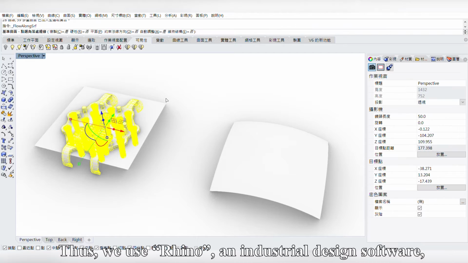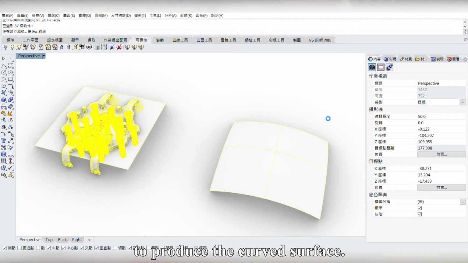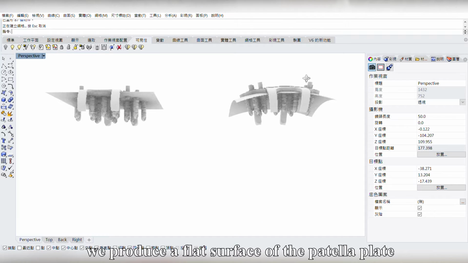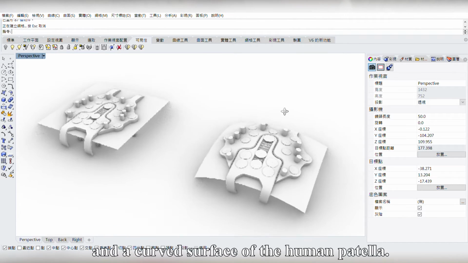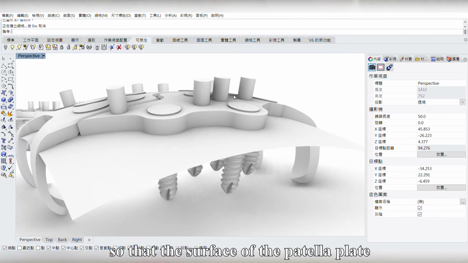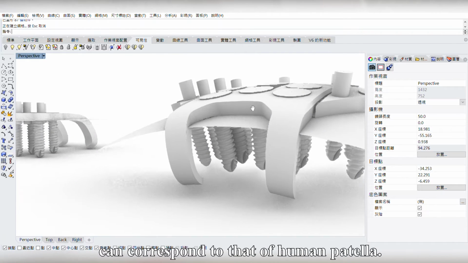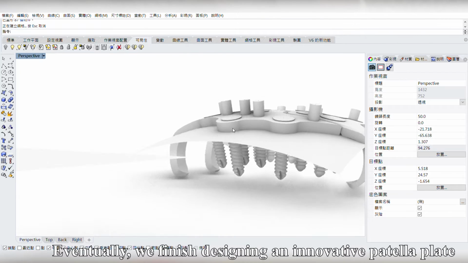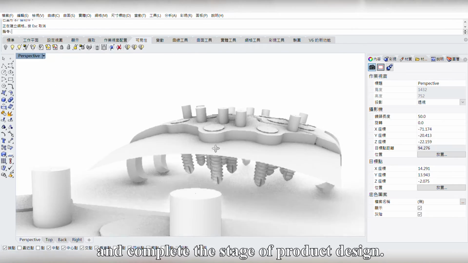Thus, we use Rhino, an industrial design software, to produce a curved surface. First of all, we produce a flat surface of the patella plate and a curved surface of the human patella. Then we bend the flat surface in Rhino so that the surface of the patella plate can correspond to that of the human patella. Eventually, we finish designing an innovative patella plate which meets clinical needs and complete the stage of product design.